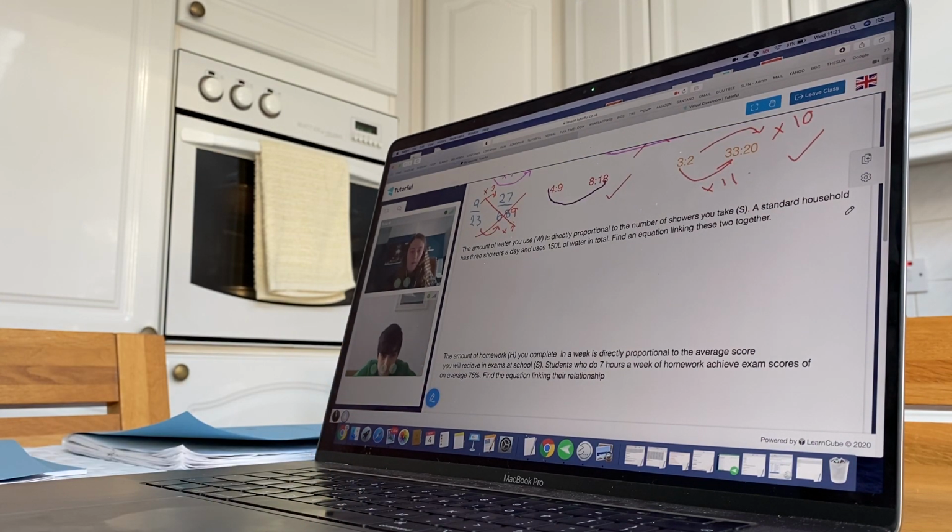The amount of water you use, W, is directly proportional to the number of showers you take, S. A standard household has 3 showers a day and uses 150 liters of water in total. Find the equation linking these two together. Okay, leave that paper. Remember how to do this, or roughly how to do this? Good.